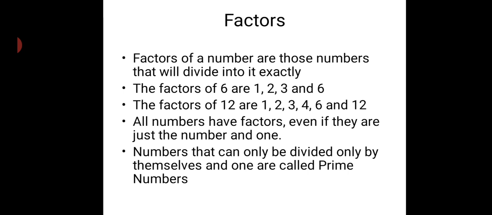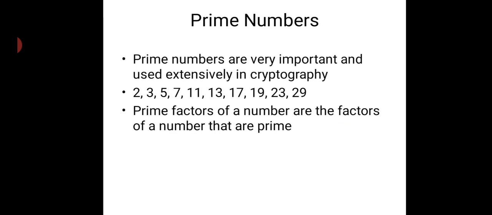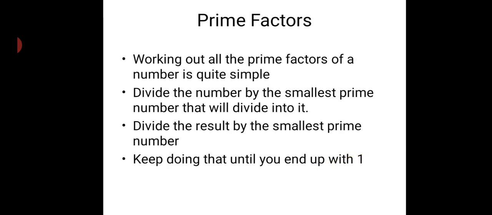Numbers that can only be divided by themselves and 1 are called prime numbers. Prime numbers have only 2 factors. Prime numbers are very important and used extensively in cryptography also. Some examples of prime numbers are 2, 3, 5, 7, 11, 13, 17, 19, 23, 29 and so on. We can identify a prime number if it has only 2 factors. Prime factors of a number are the factors of that number that are prime.